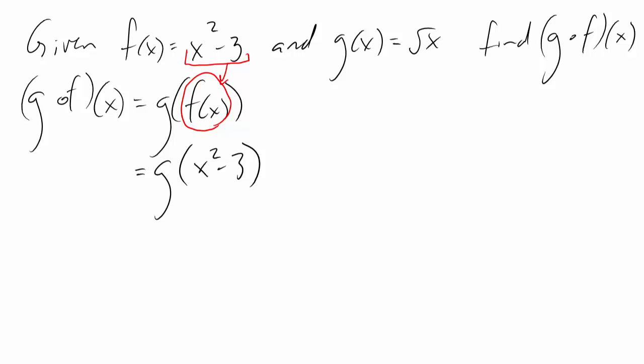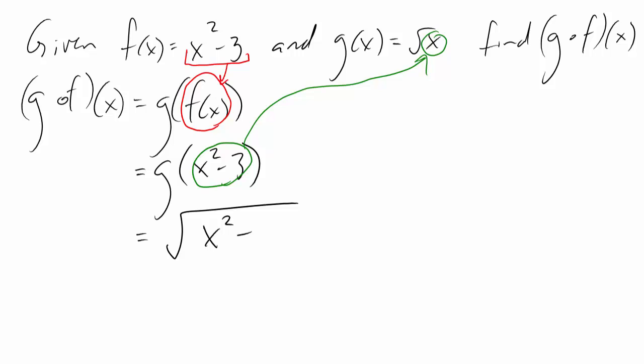And for our next move, we're going to take that x squared minus 3 that's inside the parentheses here and place it into that function g, replacing the x. So what that gives us here is the square root of x squared minus 3. And we would simplify here if possible, but we can't go any further. We can't separate this to the square root of x squared minus the square root of 3. That doesn't work that way for radicals. So this is our final answer for g composed with f of x.